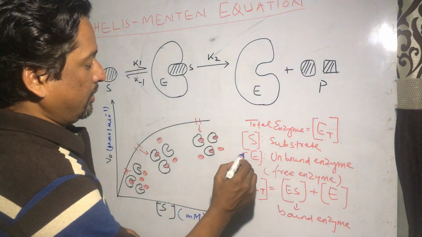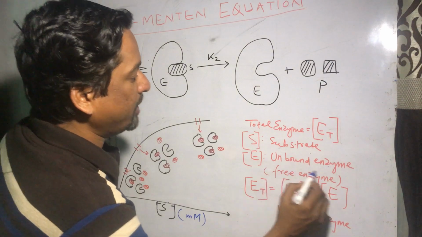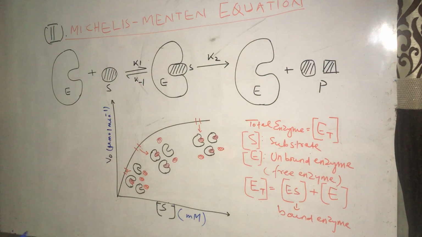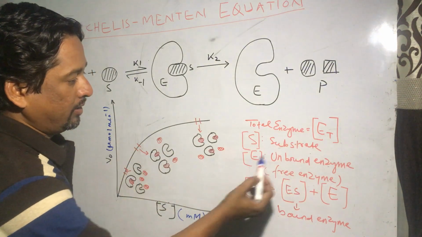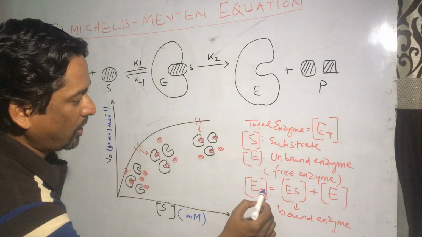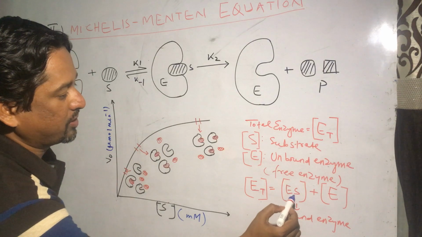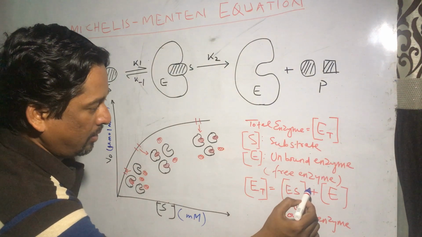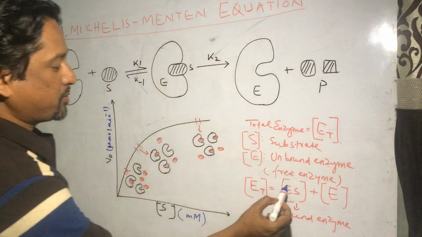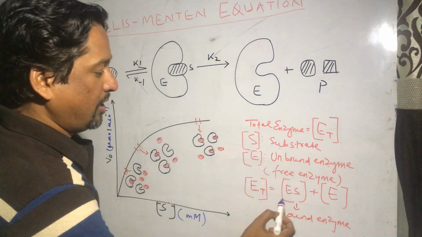and the concentration of E is the concentration of free enzyme. It means the enzyme is not yet bound to the substrate, and from this the assumption is that the total enzyme concentration is equal to the concentration of enzyme substrate complex plus the concentration of free enzyme. So enzyme substrate complex has the same concentration as the bound enzyme.